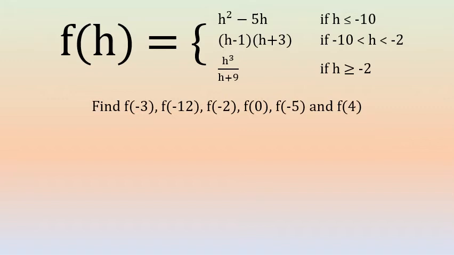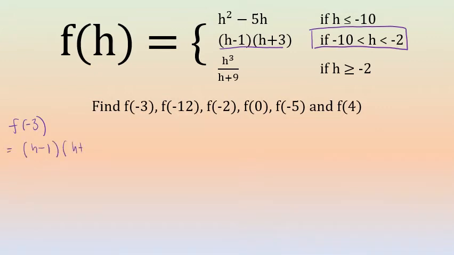And now, let's try to find the answer naman. Okay, so let's check if tama ba yung mga nakuha ninyong sagot. Okay, so first we have f of negative 3. So negative 3 falls, anong interval siya? Negative 3 falls in between negative 10 and negative 2. So we will be using h minus 1 times h plus 3. So we have h minus 1, then h plus 3. So substitute our values, negative 3 minus 1, then negative 3 plus 3.